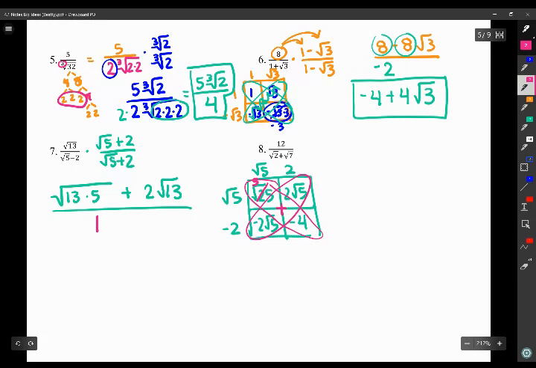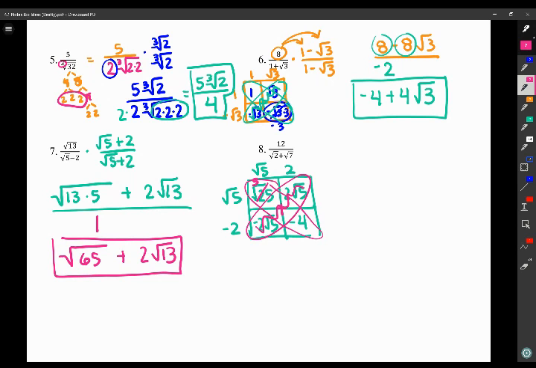So I'm going to go 5 plus negative 4, which is 1. And then you've got negative 2 root 5 plus positive 2 root 5 makes those go away. And so what happens is I just get a 1 on the bottom. And so my answer ends up being the square root of 13 times 5. So that's going to be 65 plus 2 root 13. And because there's a 1 on the bottom, I don't need to worry about it. Okay, but that's really handy.